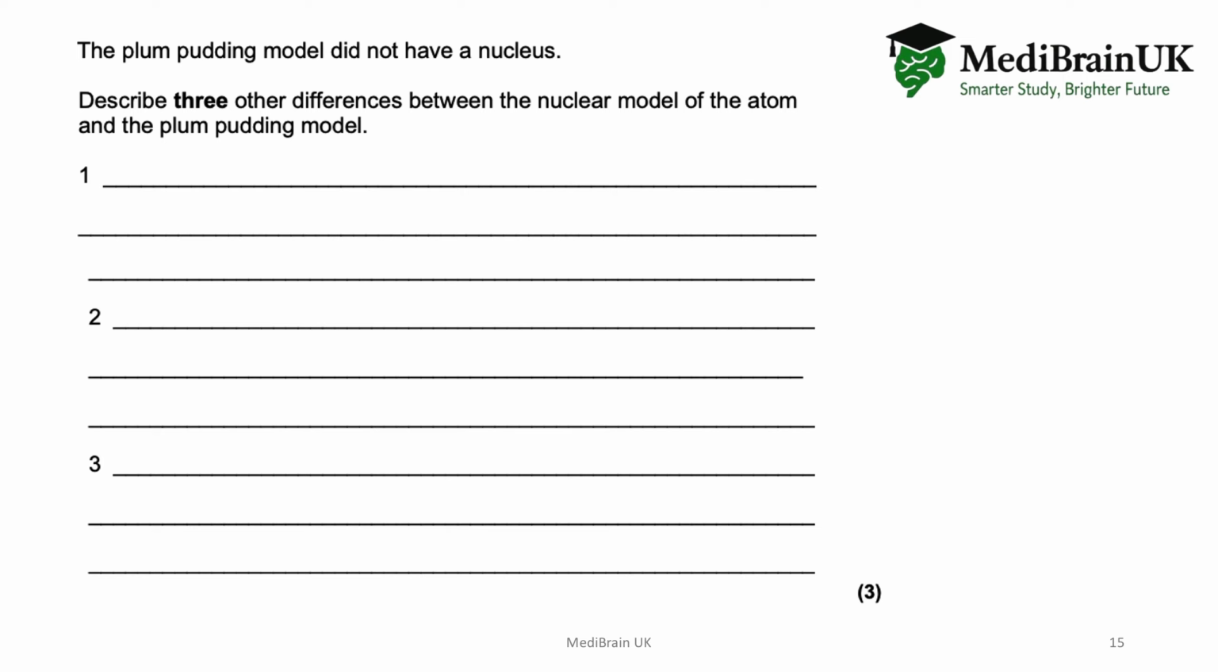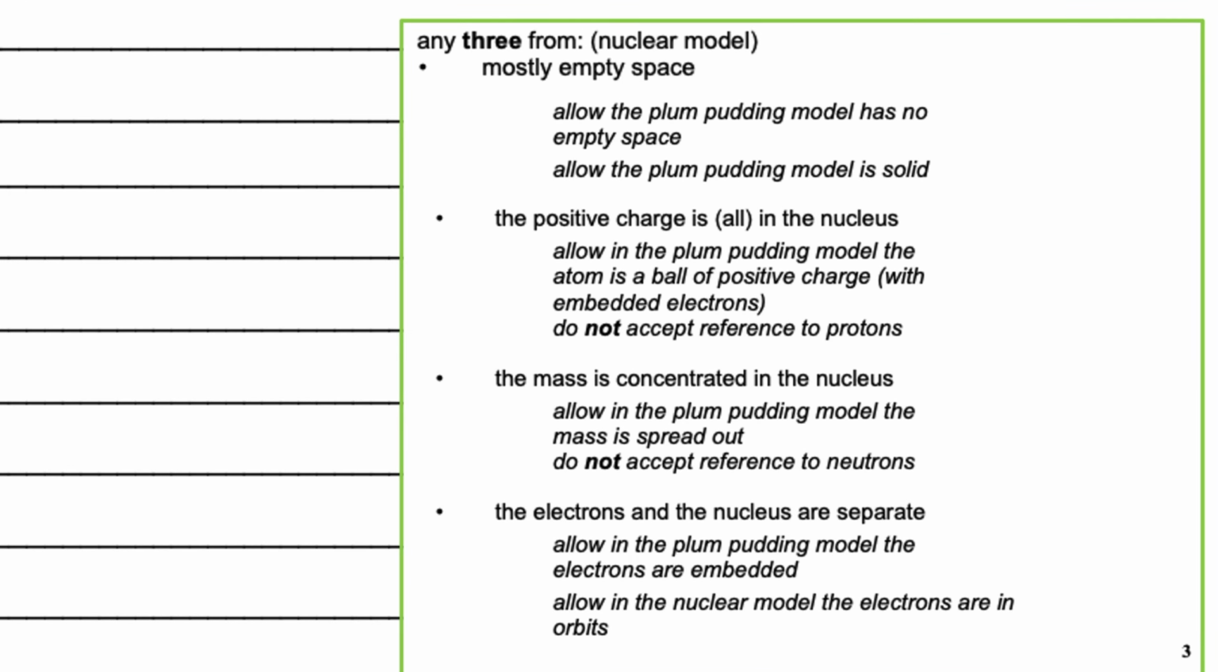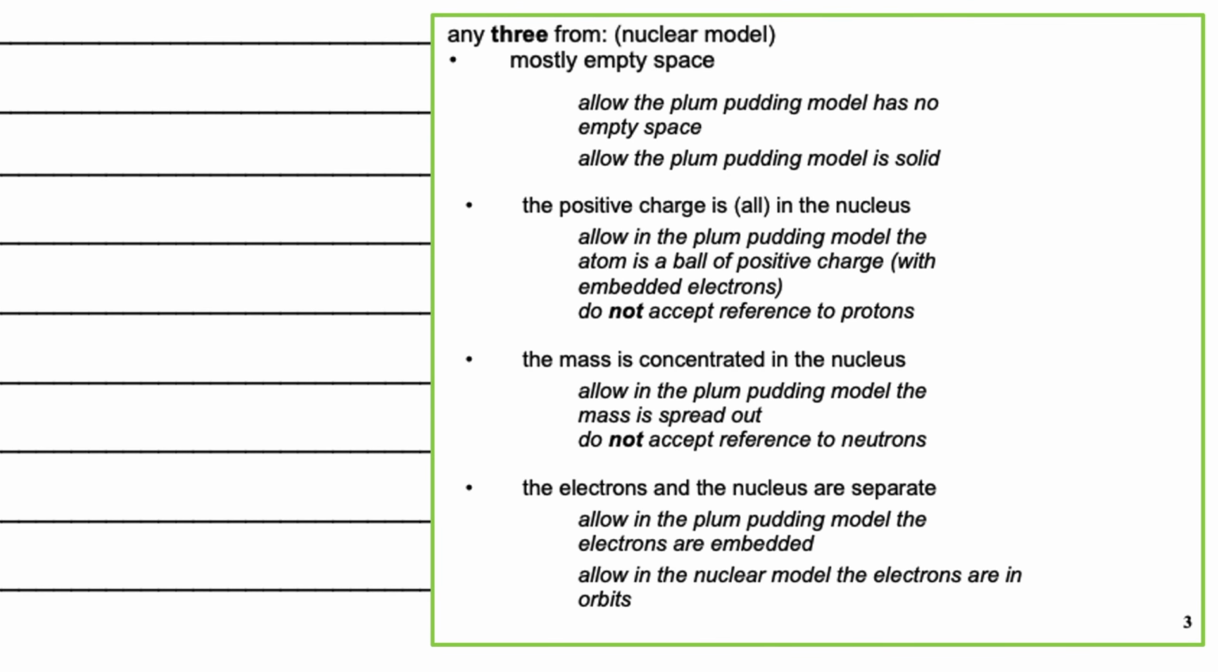Okay, so if we have a look at the mark scheme, these are the points that you need to learn or have an idea about in terms of the wording. The nuclear model is mostly empty space. When we think of the nuclear model, the mass is concentrated in the center. That's a marking point, and the rest of it is mainly empty space. Whereas the whole of the plum pudding model is positively charged, in your nuclear model the positive charge is only present within the nucleus.